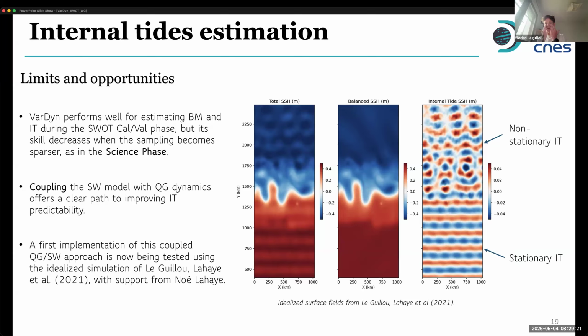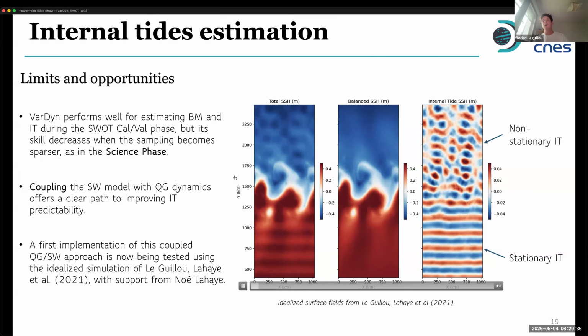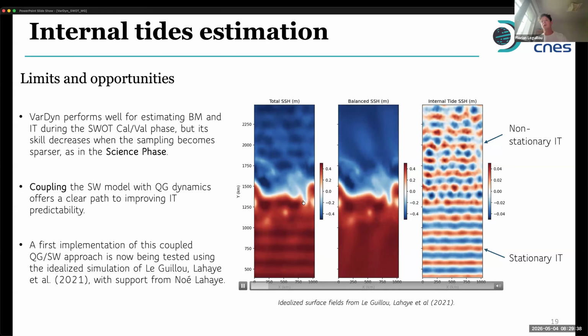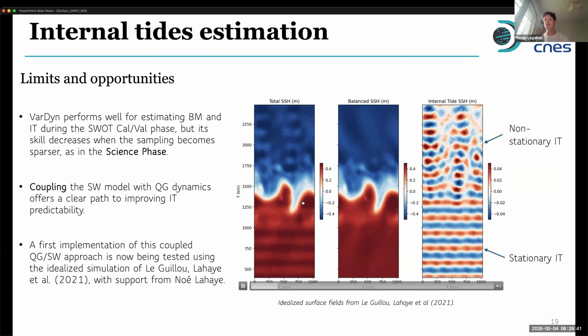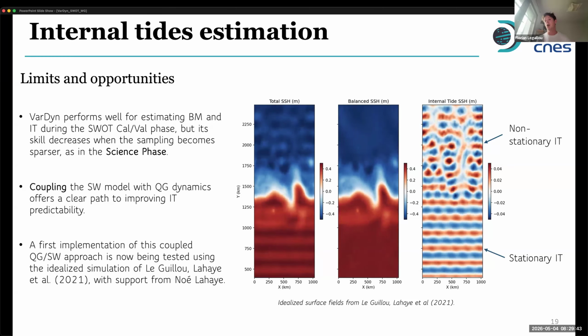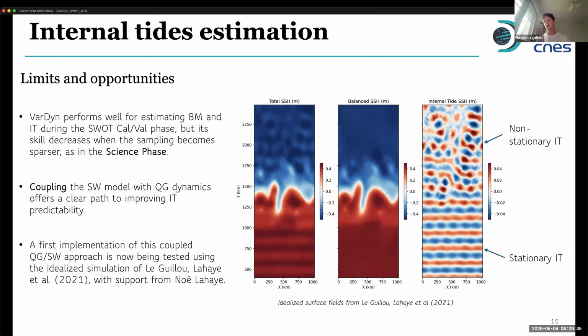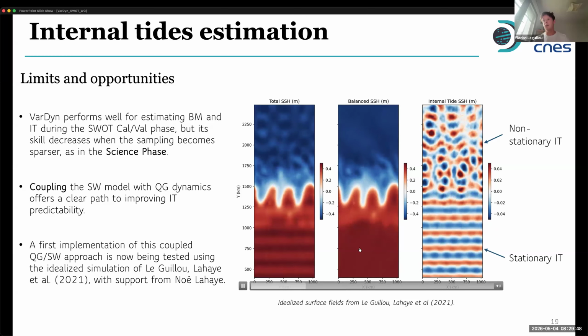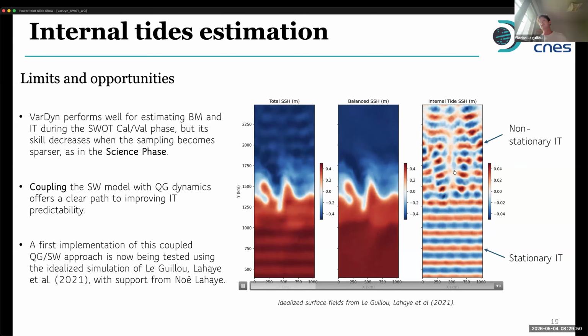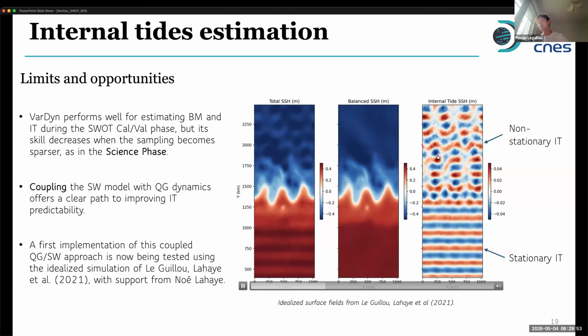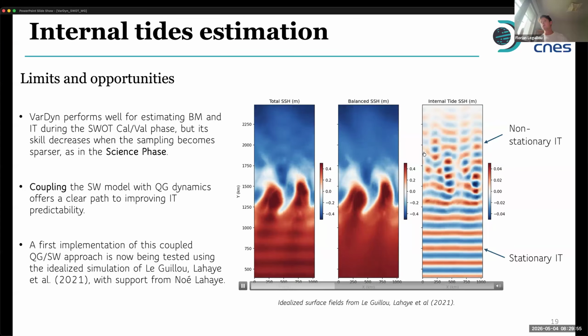For that, we go back to the simulation world, and we use this simple simulation that propagates the first mode of internal tides at the southern boundary, and it propagates over a balanced jet, simulating the western boundary currents. And as it goes through the jet, it gets non-stationary, meaning that the phase is moving in space and time.